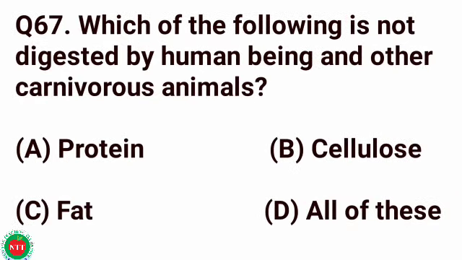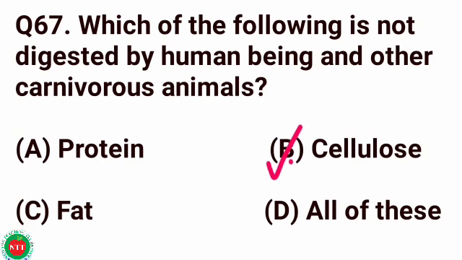Question number 67. Which of the following is not digested by human being and other carnivorous animal? Protein, cellulose, fat, all of these. Option B is the right answer, cellulose.